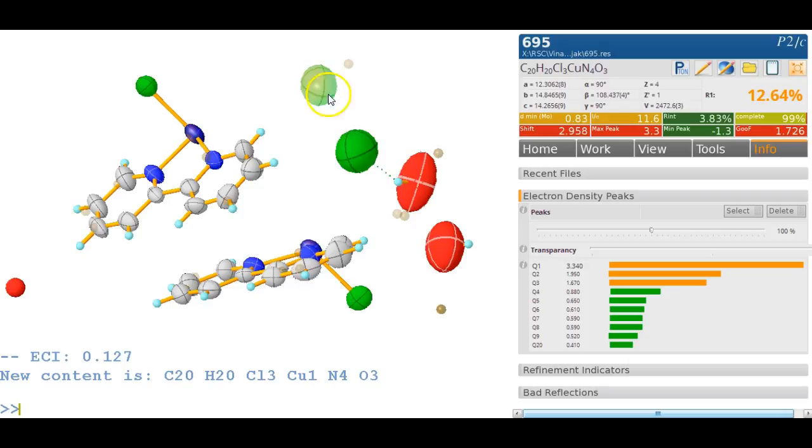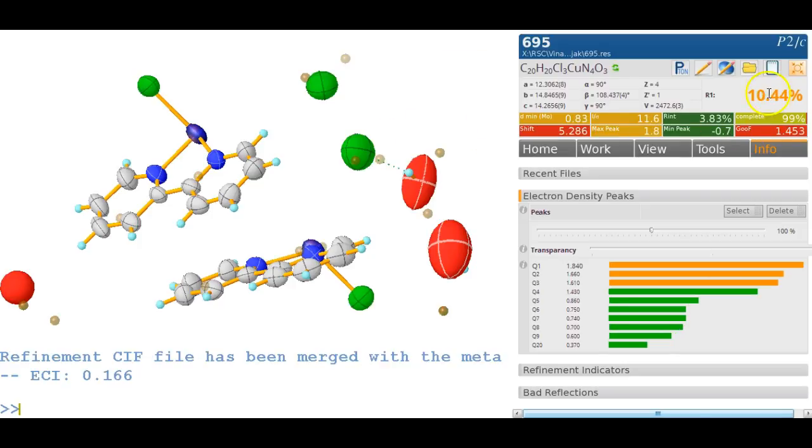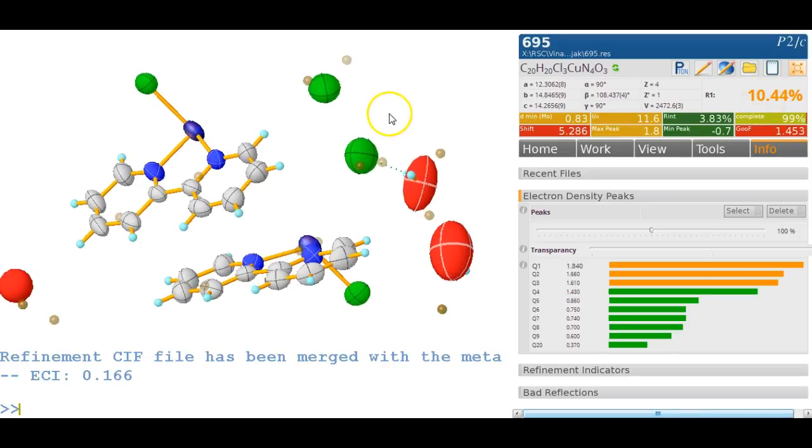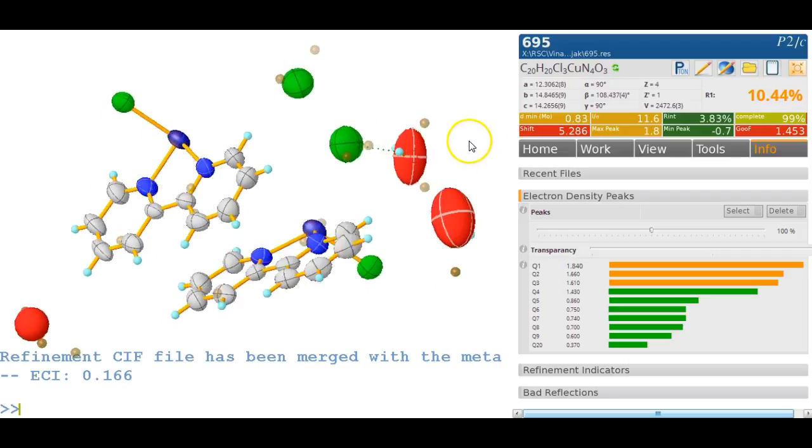So let's make them half occupied. I do this by typing fix occu 0.5. And let's refine. Control R is what I hit on the keyboard. The R factor went down by 2%, so that's good. Could have been that oxygen, of course. And the chlorines now all together look slightly healthier.